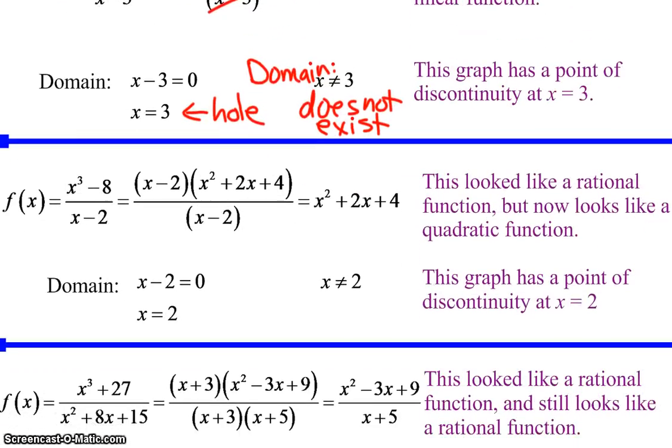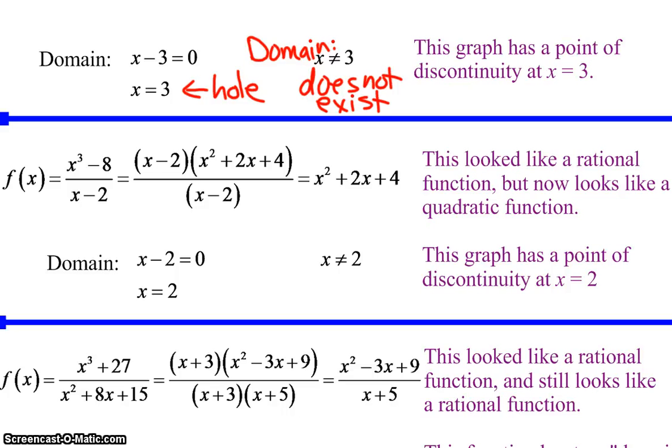In the next example, I had x cubed minus 8 over x minus 2. I factored x cubed minus 8 using the pattern for a difference of two cubes and got x minus 2 times the quantity of x squared plus 2x plus 4 over x minus 2. Again, because of this x minus 2, or variable in the denominator, I knew I was going to have some sort of a disruption in my graph. Because it canceled, I knew my disruption was going to be a hole.